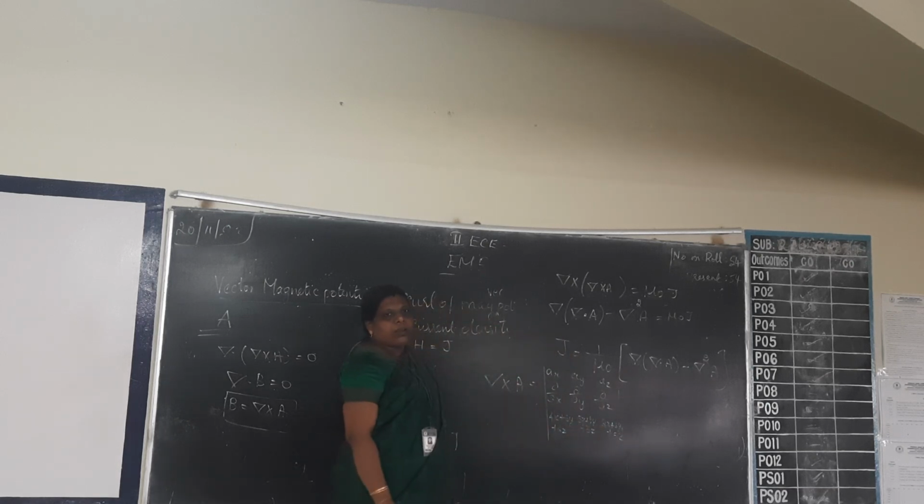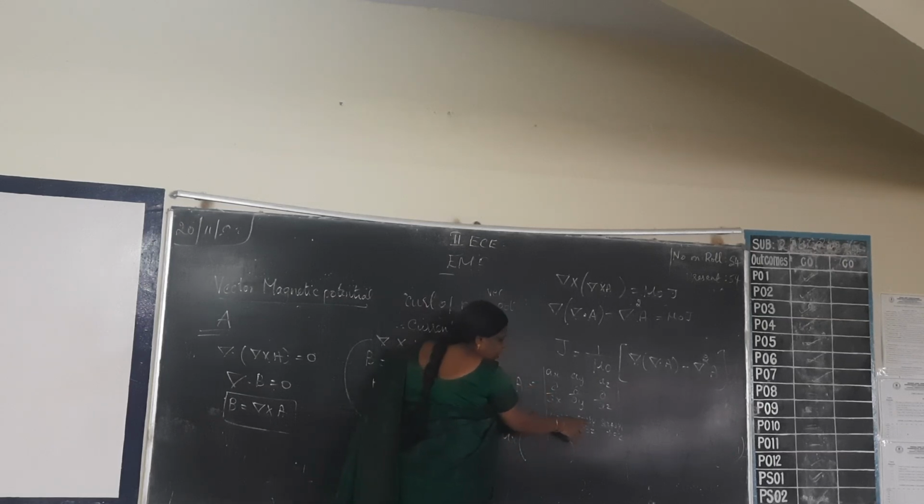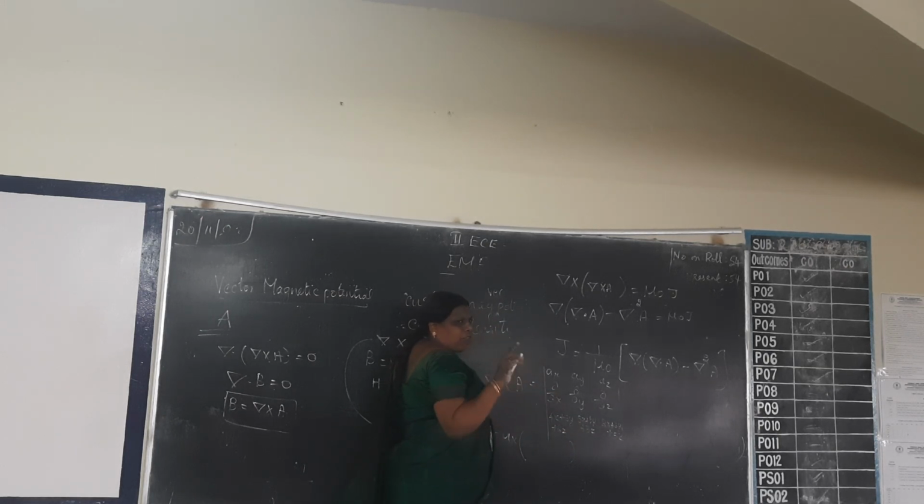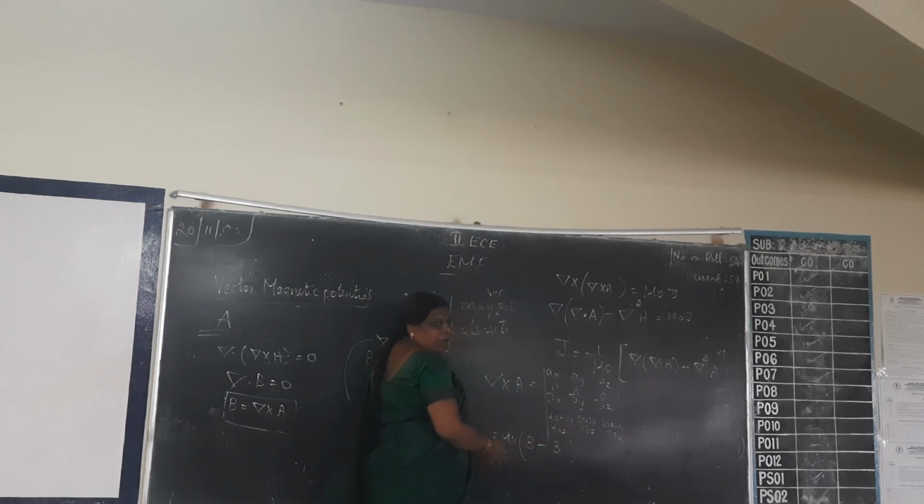Now we have to find the value. Ax into dou by dou x of 5x plus 6y plus 3z gives 5. Then minus, dou by dou y of this term will become 3, minus dou by dou z of 3, which will become 0. Next, minus Ay, dou by dou x of 5x.